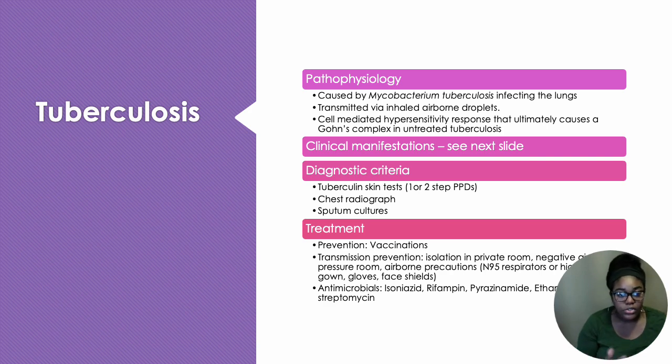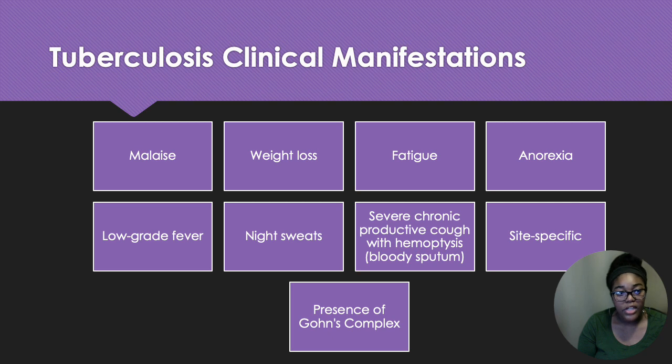As far as your treatment, again, this is a bacteria, so you want to use antibacterial drugs. So you'll have isoniazid, rifampin, pyrazinamide, and streptomycin. All of these would be appropriate treatment methods for a bacterial infection in tuberculosis. As far as your clinical manifestations, you have the presence of Ghon's complex on that CT chest or that chest x-ray. You have anorexia, fatigue, night sweats, hemoptysis, which is bloody sputum, weight loss, malaise, and low-grade fever.